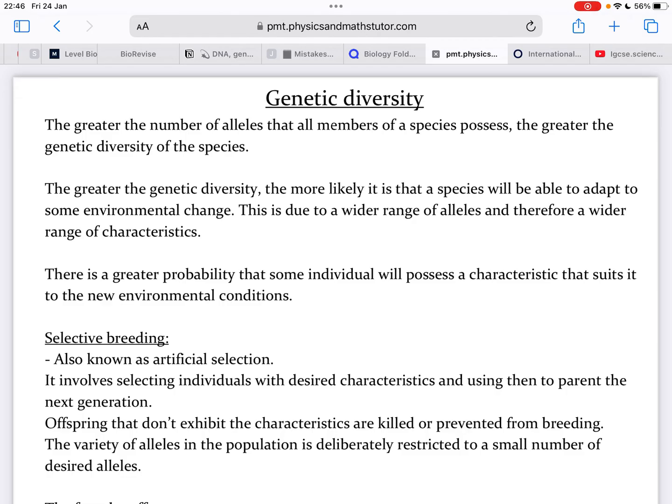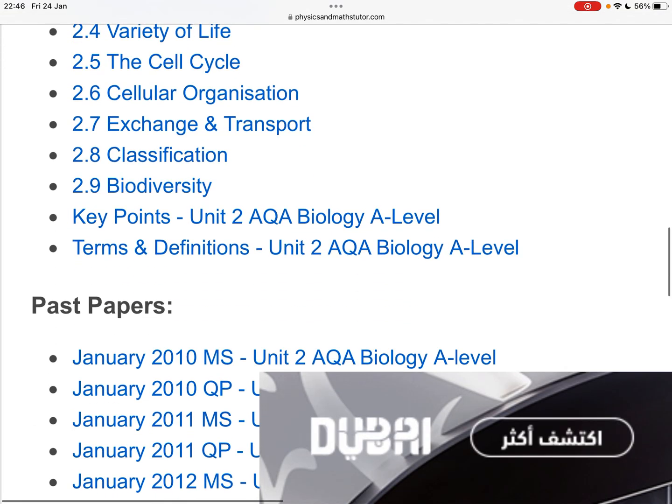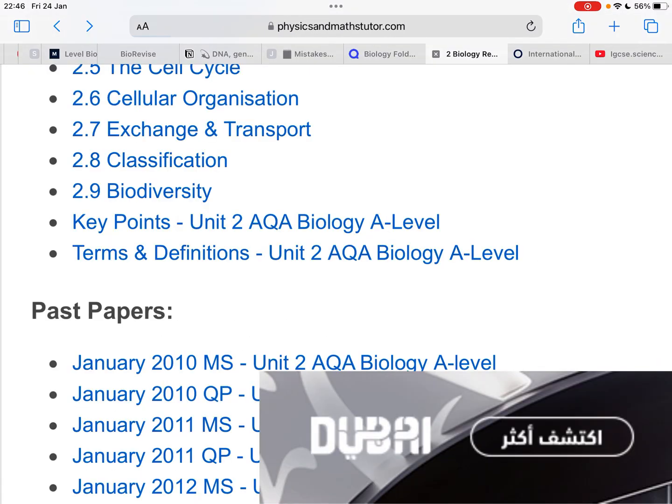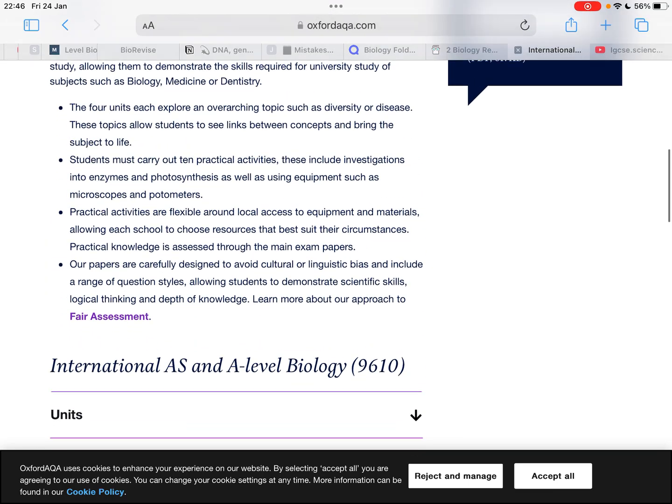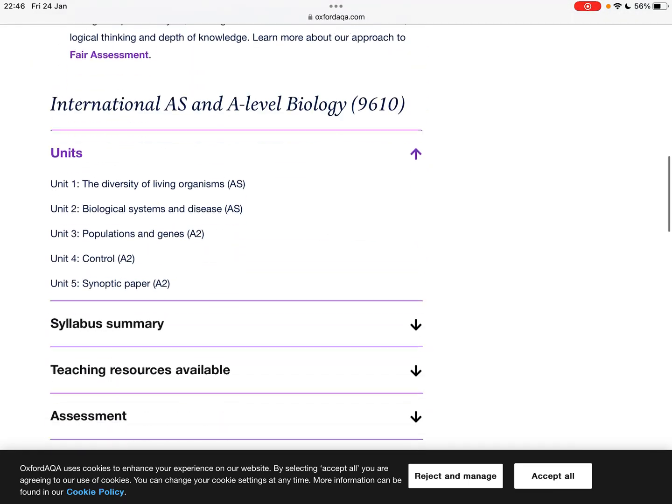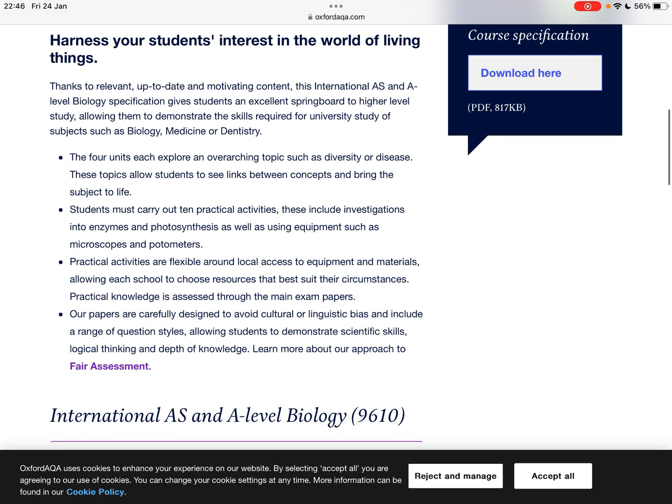Okay, so let me tell you how you can study. In case you like listening and then studying yourself, please make sure you write your own notes. Study from the notes of the PMT. Study from the definitions of the PMT. Study the key points of the PMT. We're going to do it together. They're very useful. Just go through the points. We're going to go through the syllabus now together.